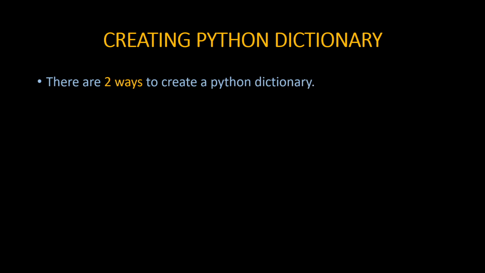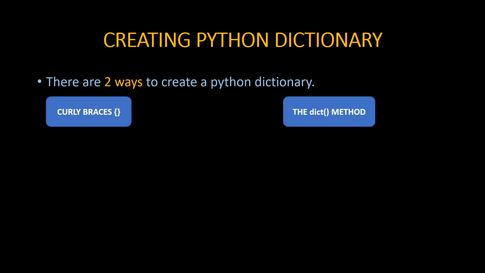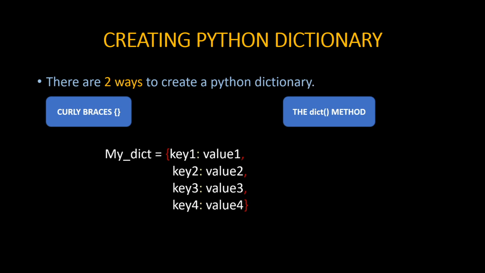So there are two ways to create a Python dictionary. The first way is curly braces and the second way is the dict method. In curly braces, we have to first enter the key, then a colon, then a small space, then a value, then a comma. After the last pair, we have to replace the comma with a closing curly brace.